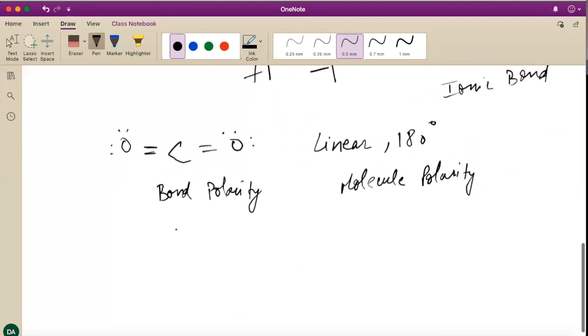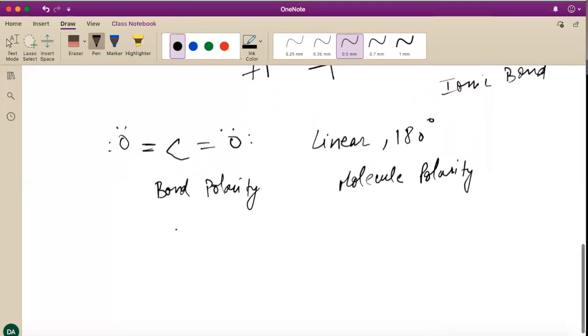So bond polarity simply comes from you finding the difference between the electronegativity, and that tells you if the bond is polar or non-polar. That is very simple.